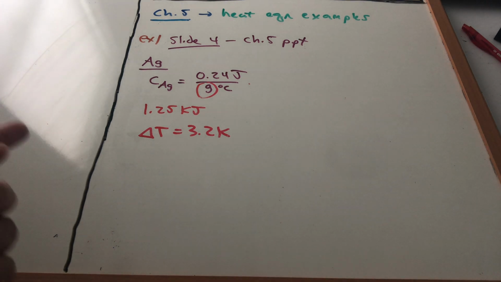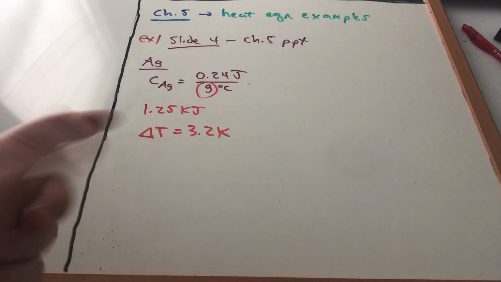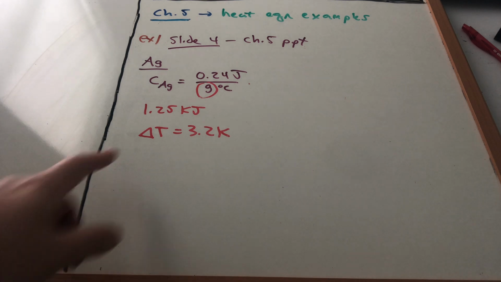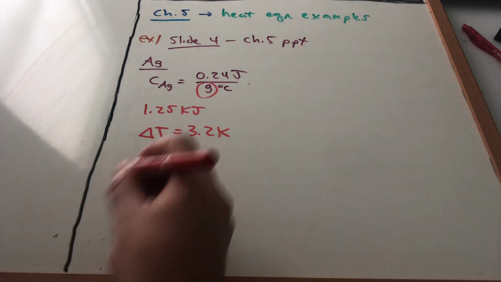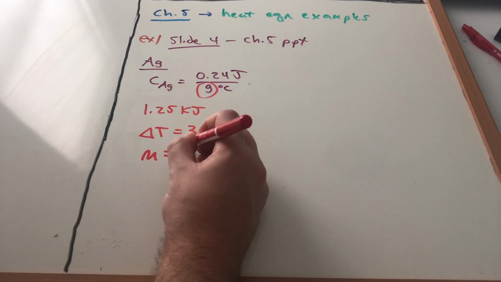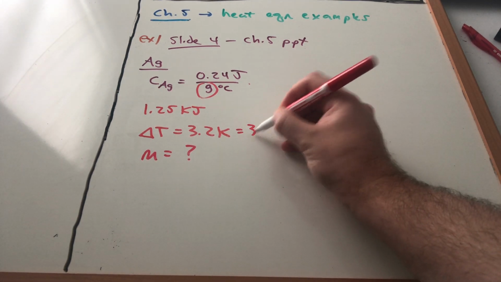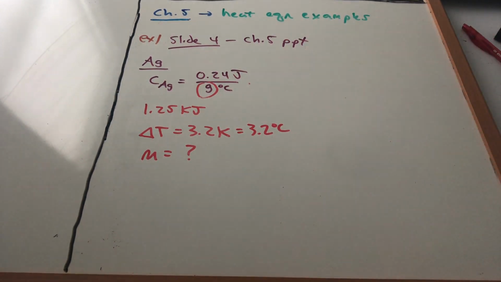So now they're not giving you initial temperature and final temperature, and Chem 101 will do this too. Sometimes they'll give an initial temperature and final temperature, and sometimes they just straight up give you delta T. They give you delta T is 3.2 Kelvin, and now what they asked for is the mass. Well, remember, if this is a delta T, we could call this 3.2 degrees Celsius as well.